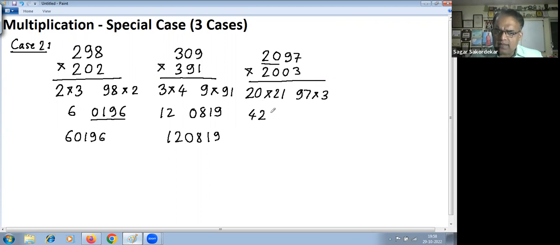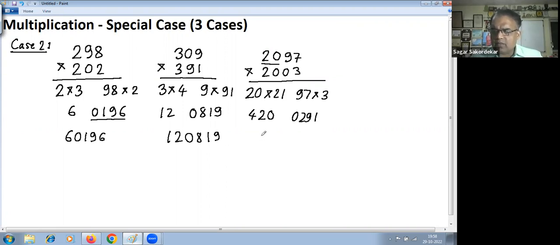Put this 0 as it is. And 3 into 7 is 21. 1 carry 2. 3 into 9 is 27 plus carry 2, 29. Then we said there should be 4 digits. So 0. And then join.